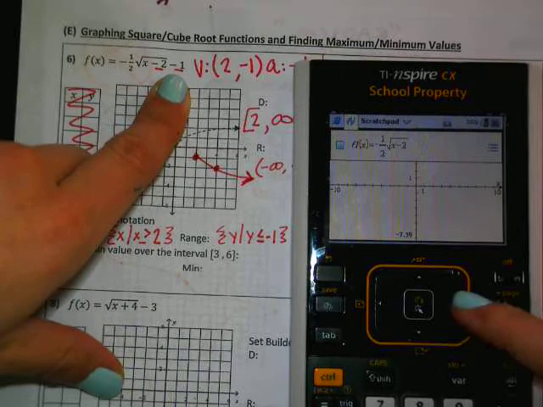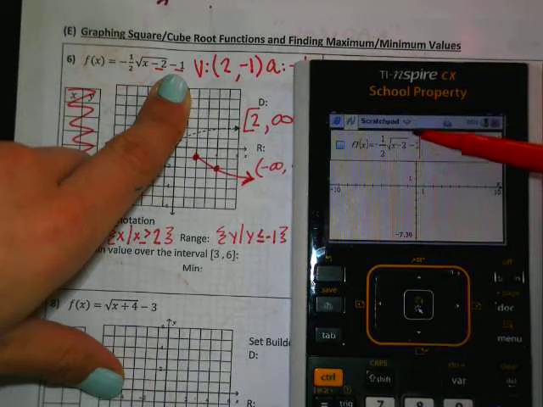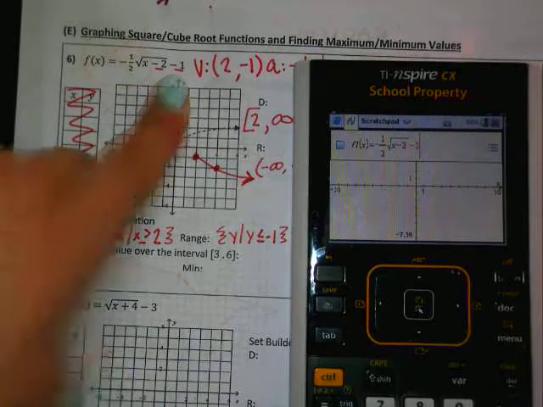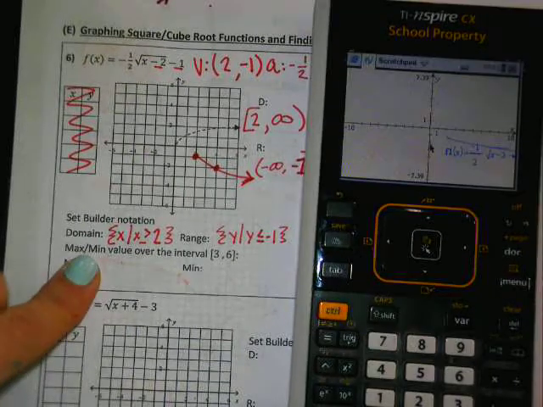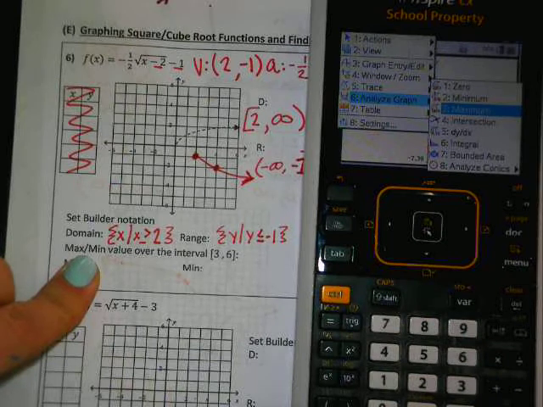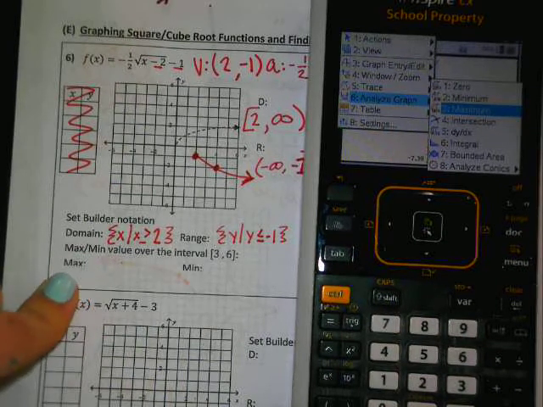So what you have to do is press this arrow over here to get your cursor on the outside of the root, so your little bar stops. Does that make sense? Okay. So you graph it. You should get something that looks like your graph. For max and min, menu, analyze your graph. We're going to have to do both max and min. I'm going to click max first.